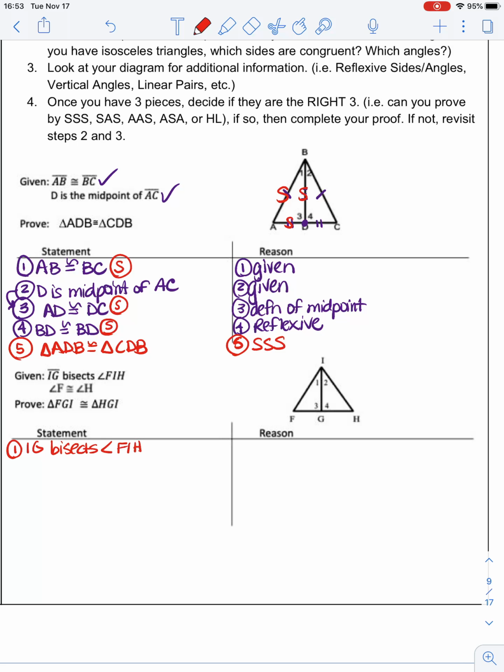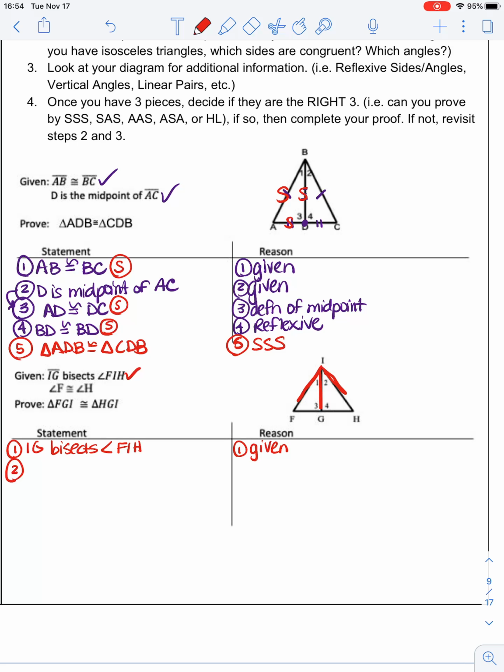IG bisects angle FIH. Now remember, when you bisect an angle, that results in angles. Bisecting an angle gives you angles. When you bisect a sandwich, you get sandwiches. So IG, this side right here, bisects FIH. So that angle right there, that little piece of pizza, has been cut in half.